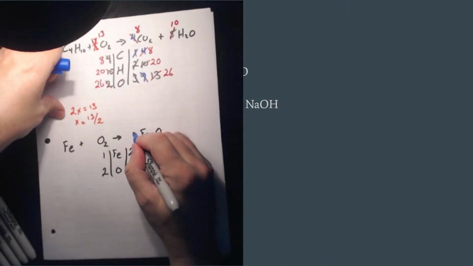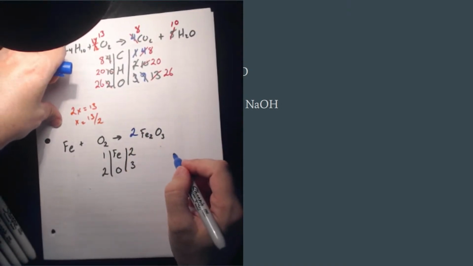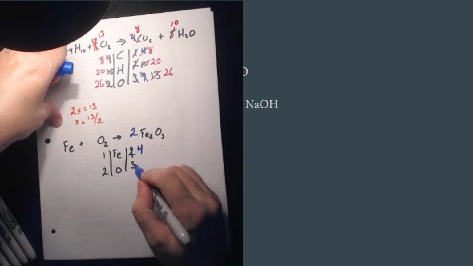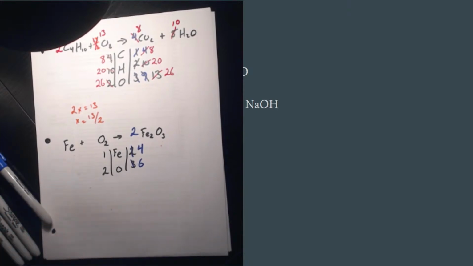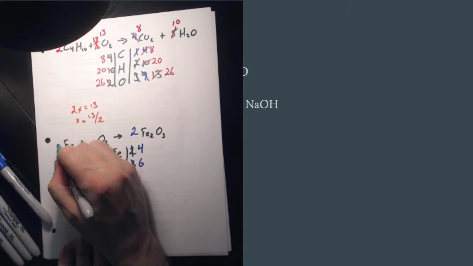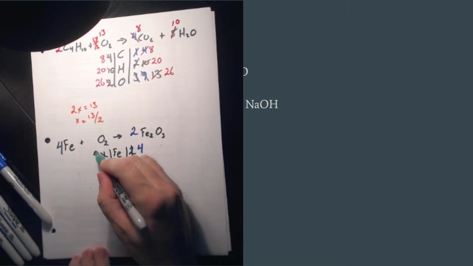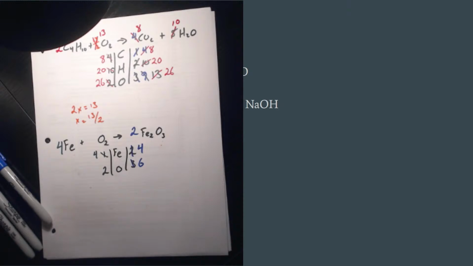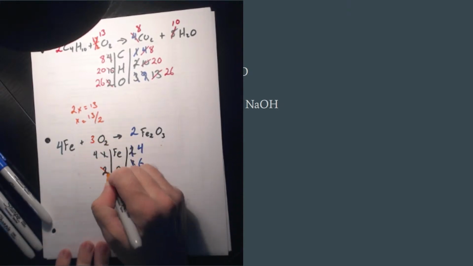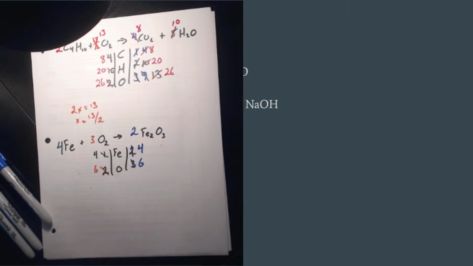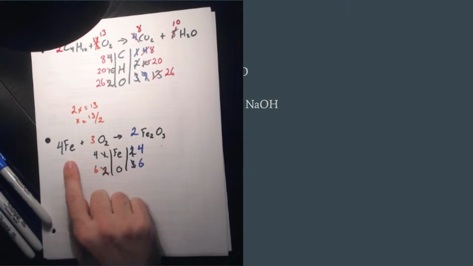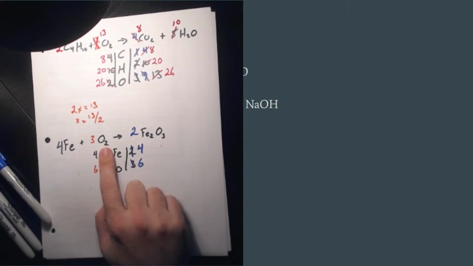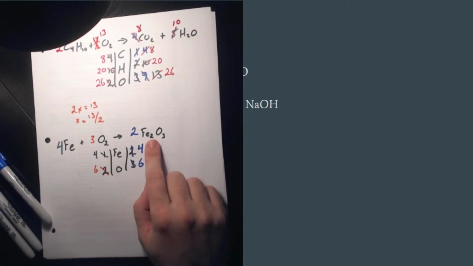So let's go ahead and double that real quick. That'll change iron to 4 and oxygen to 6. That'll make this a little bit more straightforward to balance, because now we just need 4 in front of iron, and then we put a 3 in front of oxygen, and now everything is balanced. 4 atoms of iron react with 3 molecules of oxygen to produce 2 formula units of iron 3 oxide, or rust.